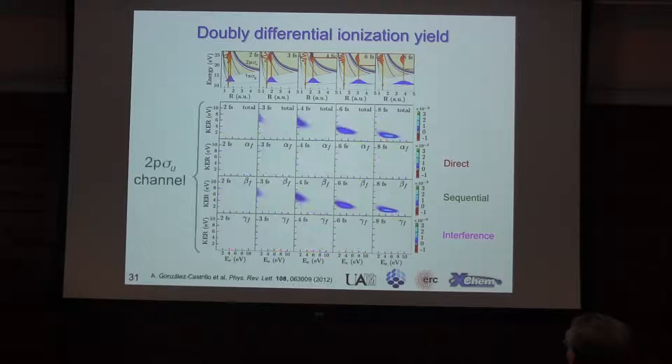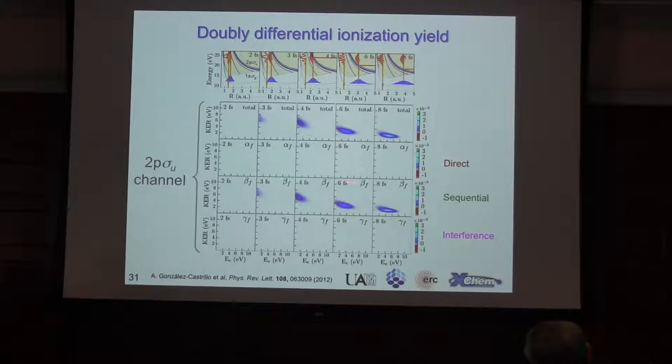And the way to see it is just to plot the result we obtain when we separate the 1sigma g and the 2p sigma u contributions. And then, as you can see, this is the total spectrum in this channel, and this is the contribution of the three different terms. As you can see, this structure comes entirely from the sequential process.